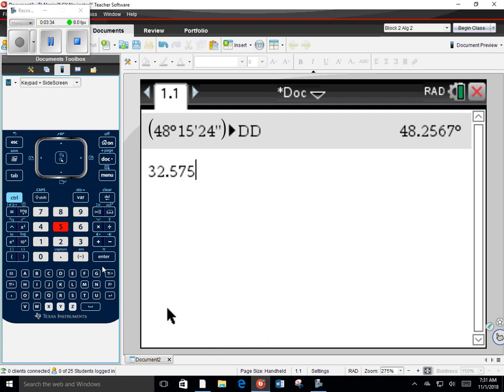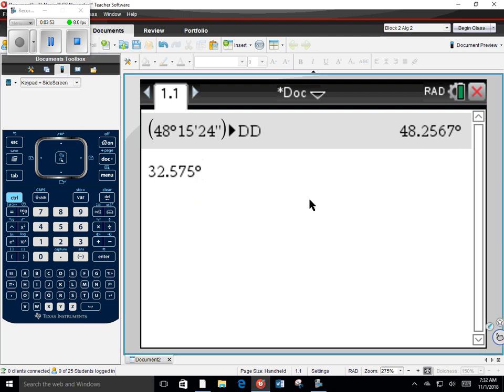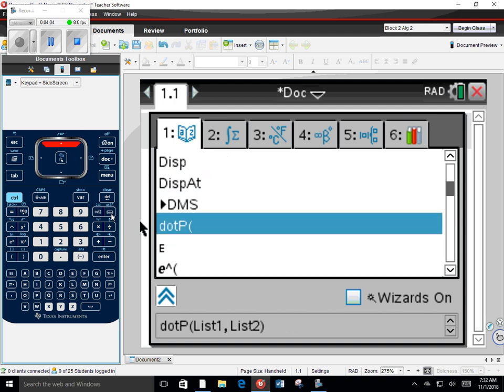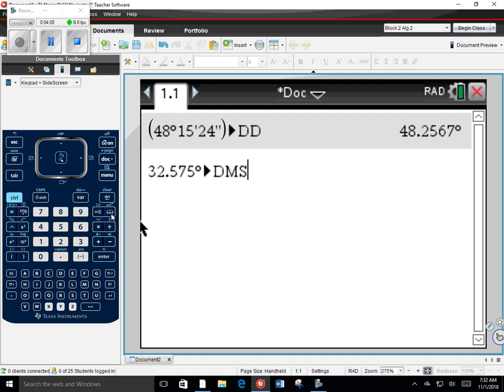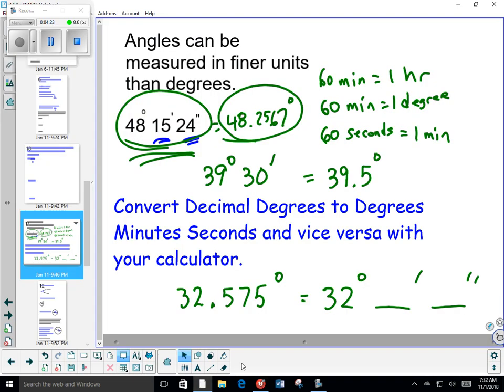I'm going to put in 32.575, but I want to point out that, look here, I'm in radian mode, and I would like your calculator to be in radian mode too, because we're going to be doing radians for most of the course for the trigonometry unit. But if I push this little question mark button down here, I can override that by saying, hey, this is in degrees. So I want 32.575 with the little degree symbol, and then I'm going to go back to that book option again right here, and I want to convert this to degrees, minutes, seconds. So I'm going to look for DMS. There it is. And the calculator is asking, do you want to convert this to degrees, minutes, seconds? And I do. So I'm going to say Control enter, and I get 32 degrees, 34 minutes, 30 seconds.